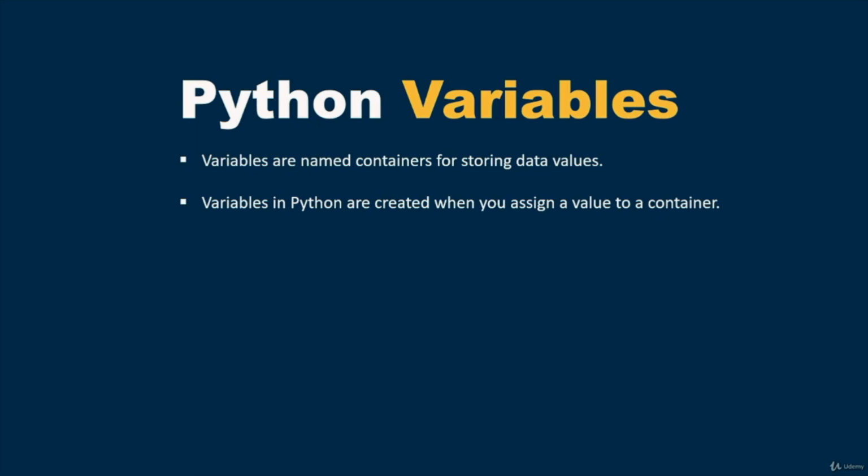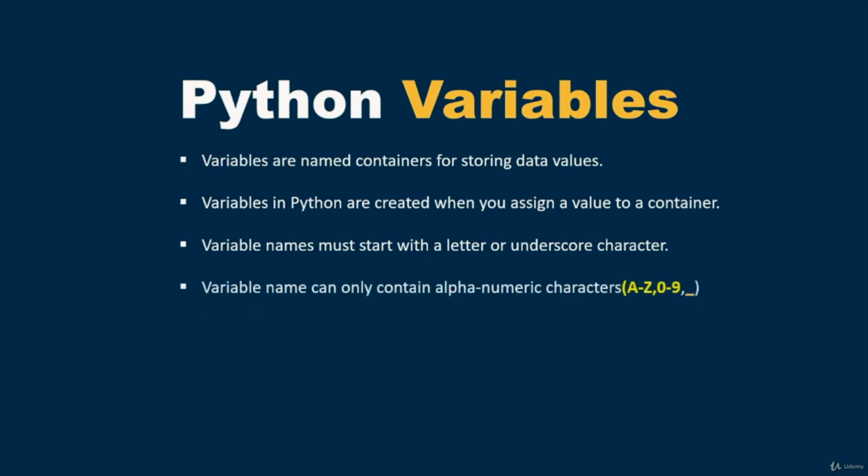There are a few rules that you need to know before you create variables in Python. A variable name must start with a letter or the underscore character. The variable name can contain alphanumeric characters and the underscore character. So it can contain characters A to Z, numeric from 0 to 9, and the underscore character. A variable name cannot start with a number.